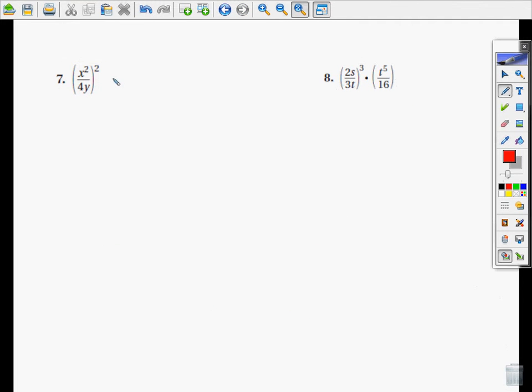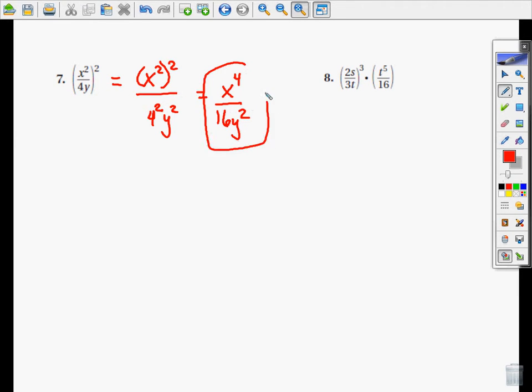Here's another one. The more examples you do, I think the better off you're going to be. So I have x squared divided by 4y. So this in the numerator becomes x squared to the power of 2. And in the denominator I have two factors, so it's 4 squared y squared. So there's step 1. Here I have a power to a power, so it's x to the 4th. 4 squared is 16 y to the 2nd. Nothing simplifies here because I have x's in the numerator and y's in the denominator.